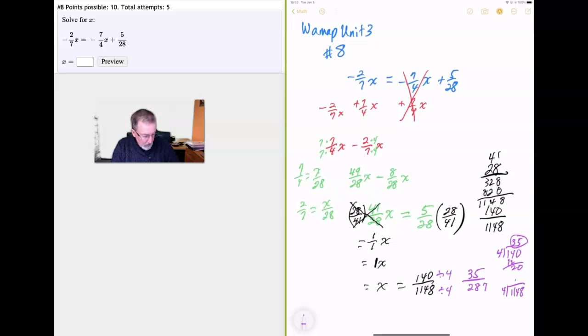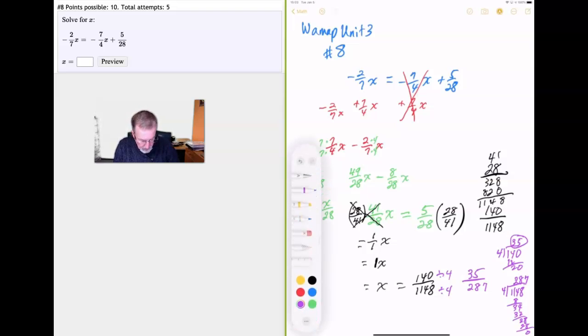4 goes into 11 twice, 8. 34. 4 goes into 34 8 times. It's 32, and then 28 left. And 4 goes into 28 7 times, and 0 remainder. Okay. So now 35 and 287. These might both be divisible by 7. Does anyone see it? 28 is divisible by 7, right? 4 times. And then 7 is also divisible by 7. 35 is divisible by 7. So that means we could have reduced them both by 28.